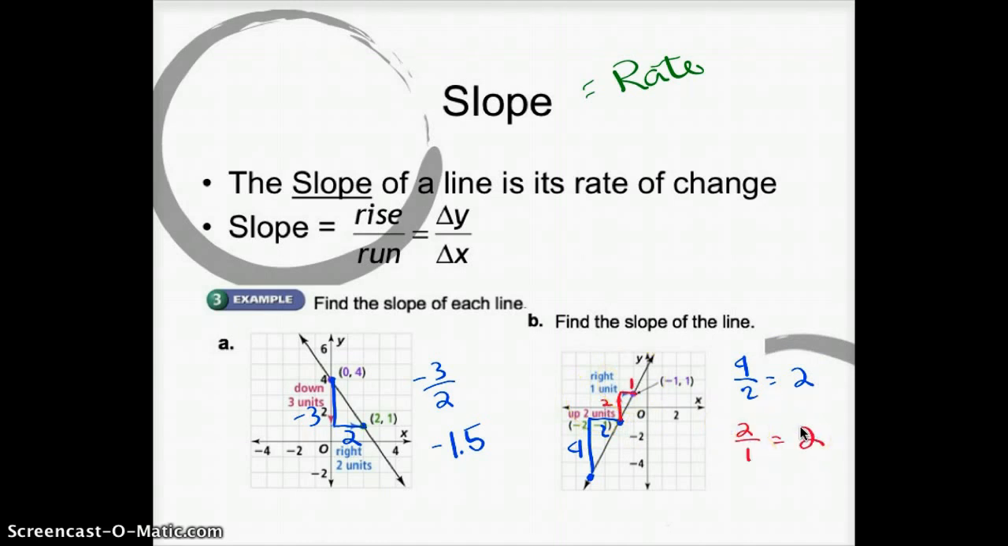And it's going up left to right. This is a positive rate of change. Okay, the slope is positive. It's going up from left to right. This has a negative slope. It's going down from left to right. So make sure you're keeping that in mind when you're figuring out if your rate is positive or negative.